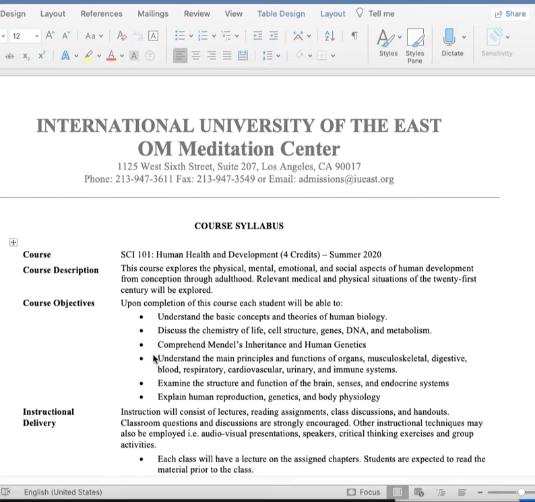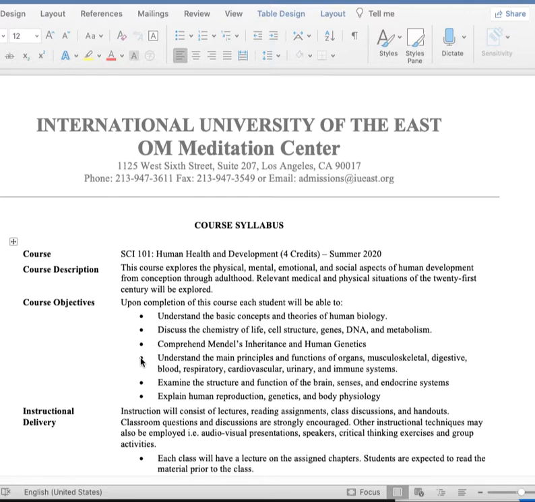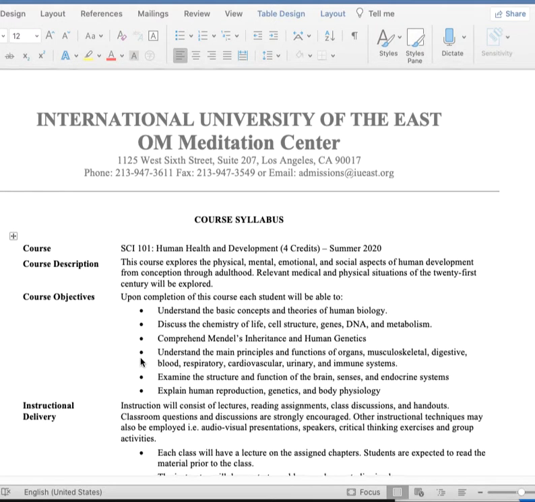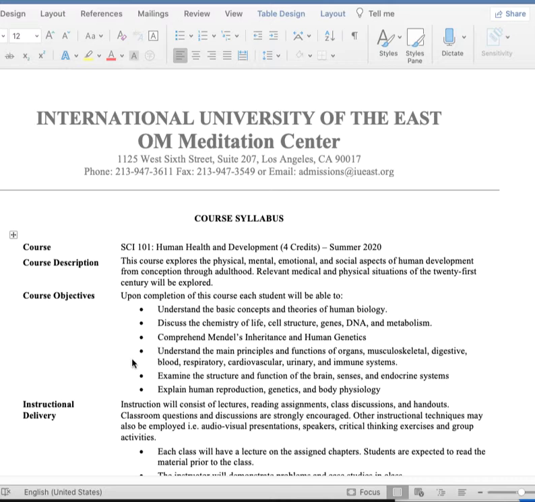In addition to that, this course has more topics, such as understanding the main principles of functions of organs: musculoskeletal, digestive organ system, blood, respiratory, cardiovascular, urinary, and lymphatic system. So, it's bizarre. We only have 10 weeks, so we are not sure how much we can cover of all these topics.